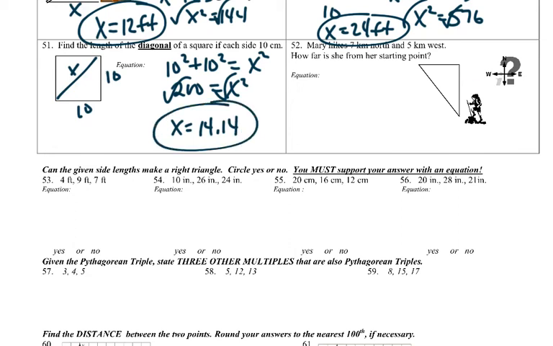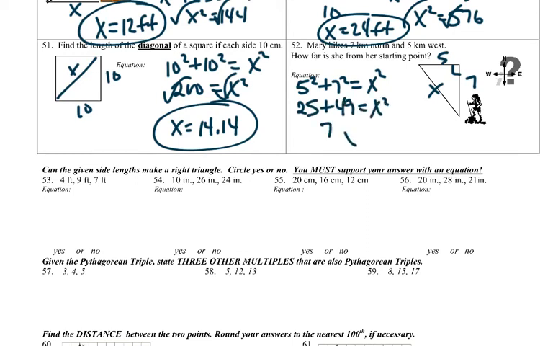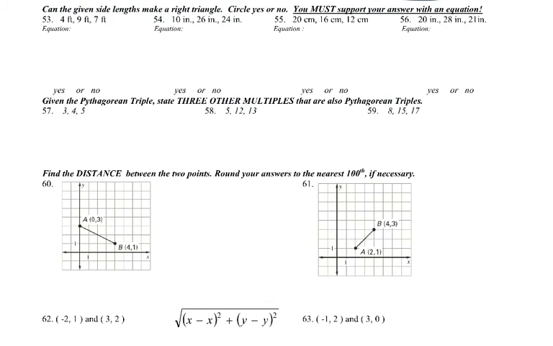She hikes. She goes 7 north and then 5 west. And then again, you're looking for the hypotenuse. So 25 and 49, so this is 74, and the square root is 8.60.